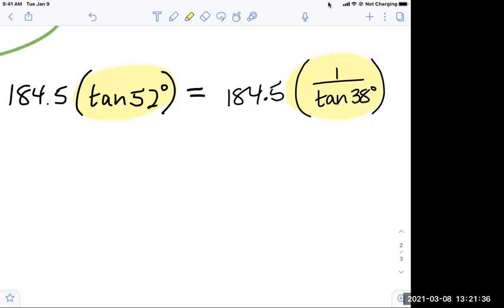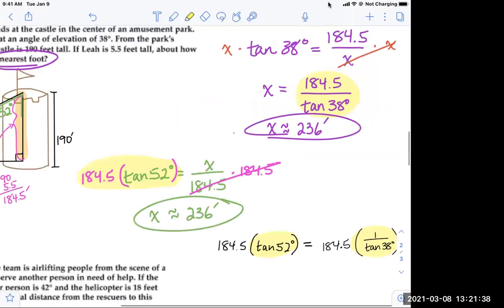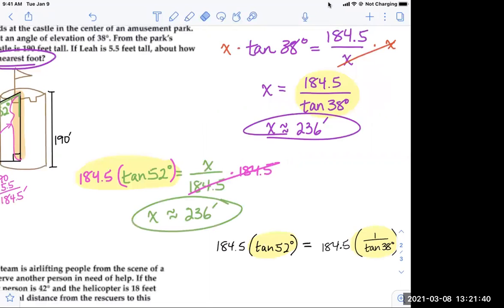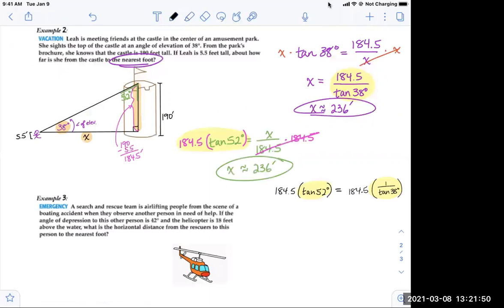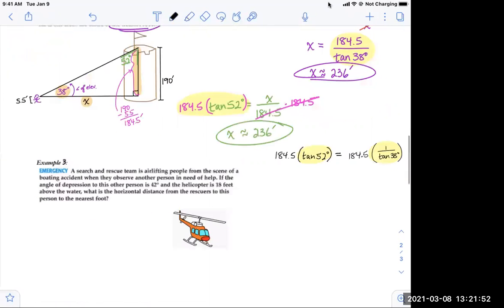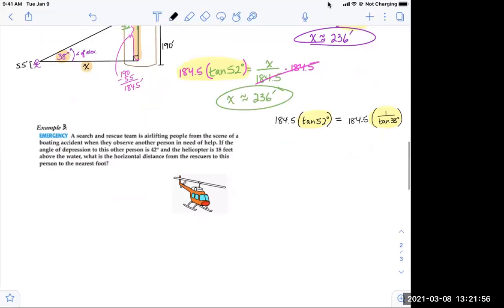So, again, you might set up the problem differently than someone else, but as long as the picture is drawn correctly and you got your numbers in the right places, you get the same answer no matter which way you do it. So if that's not something you noticed before, I just wanted to point out that that's why you're getting the same answer with tangent 52 and tangent 38.